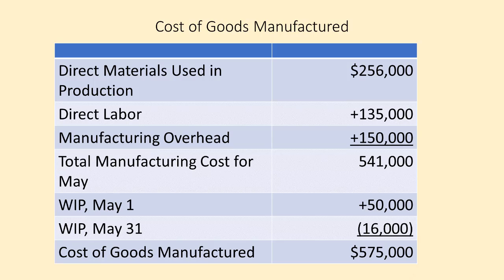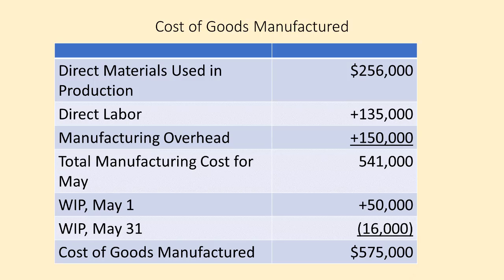Production generally doesn't start or stop at a specified period of time. Therefore, for accounting purposes, we need to know how many units were in production at the beginning of the reporting period and how many units were in production at the end of the reporting period. We do this in order to figure out how much was manufactured during that period.